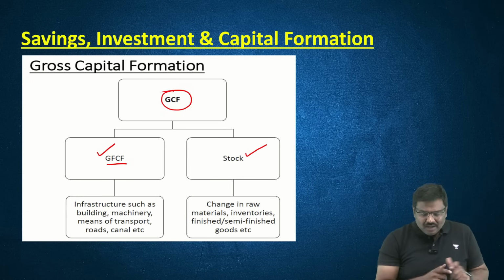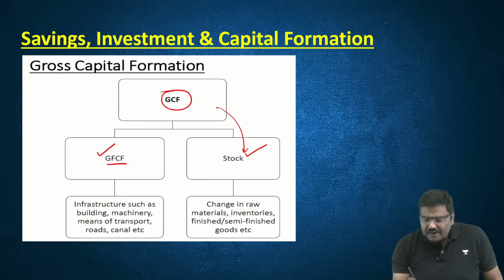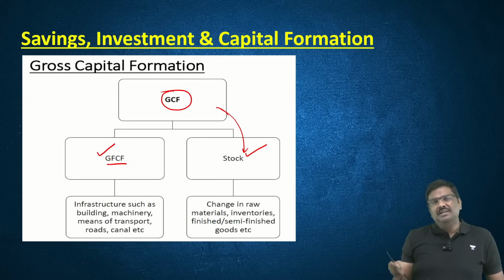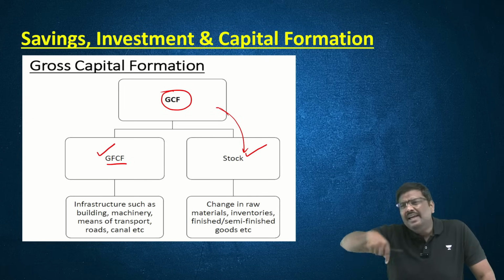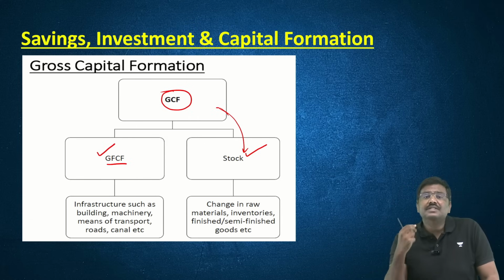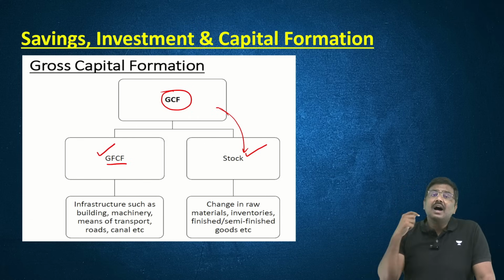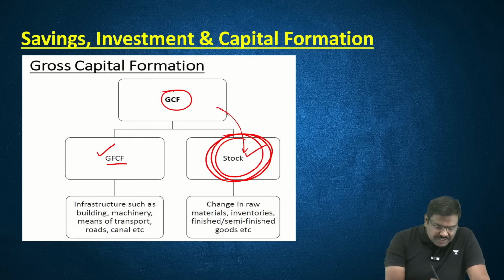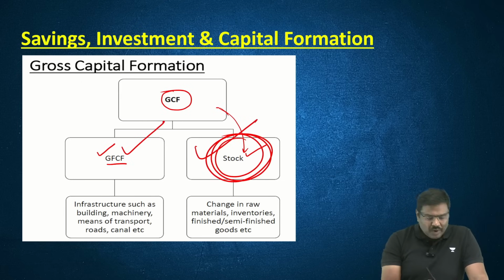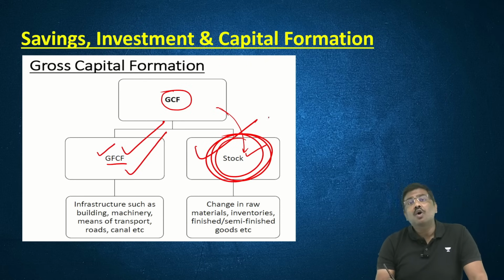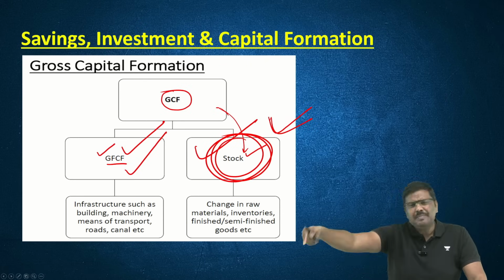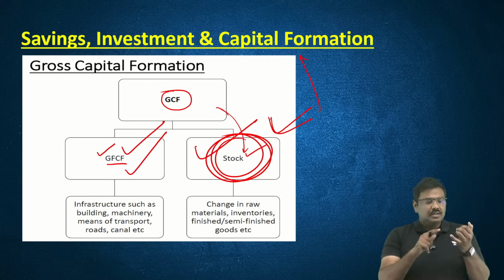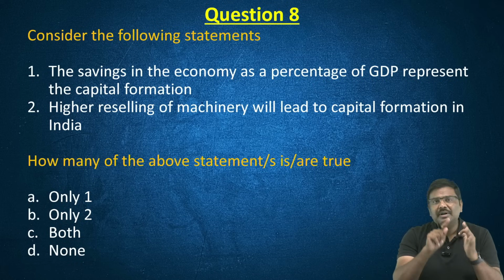But on the other hand, you will purchase certain assets that will require your expenditure on a recurring basis. You will have to keep on spending money on a day-to-day basis. For example, purchasing raw material, purchasing unfinished goods, etc. That is essentially stock here. So one is GFCF, second one is stock. One is durable, second one is non-durable, where investment money has to be spent on a day-to-day basis. So this is essentially the concept associated with savings, investment and capital formation.